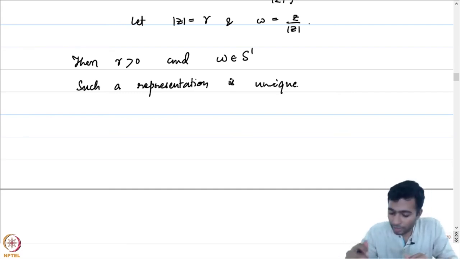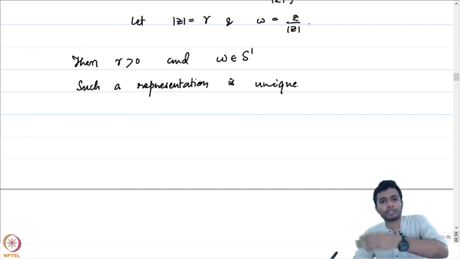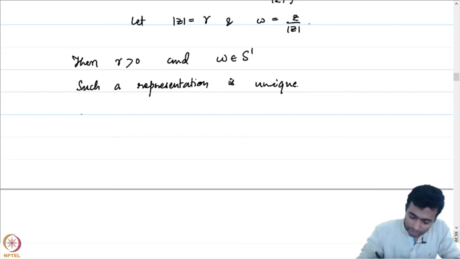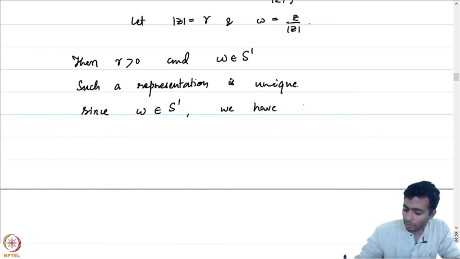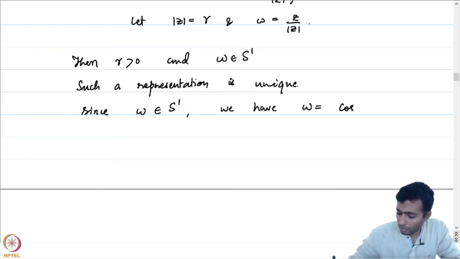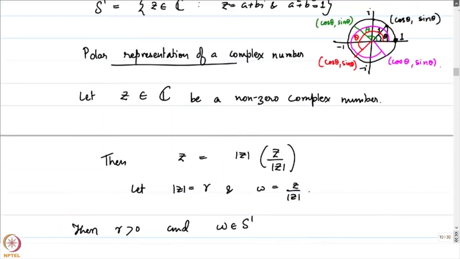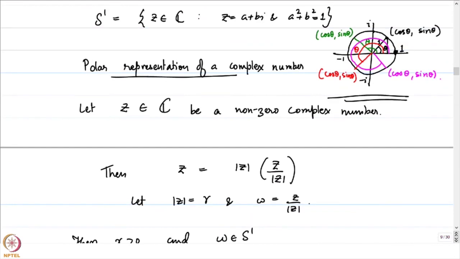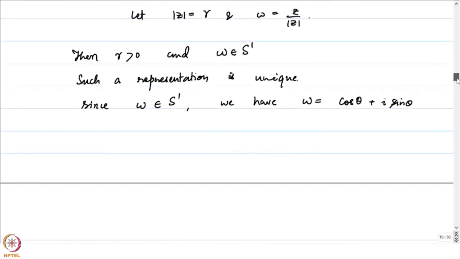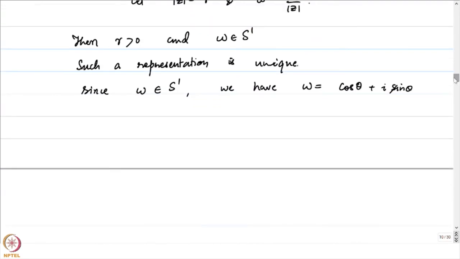But the moment we have omega in S1, we just noticed that there is some theta. Since omega is in S1, we have omega is equal to some cos theta plus i times sine theta. We just noticed that any element on the complex plane, we will be able to do something like this. And we will use this to talk about our isometry.